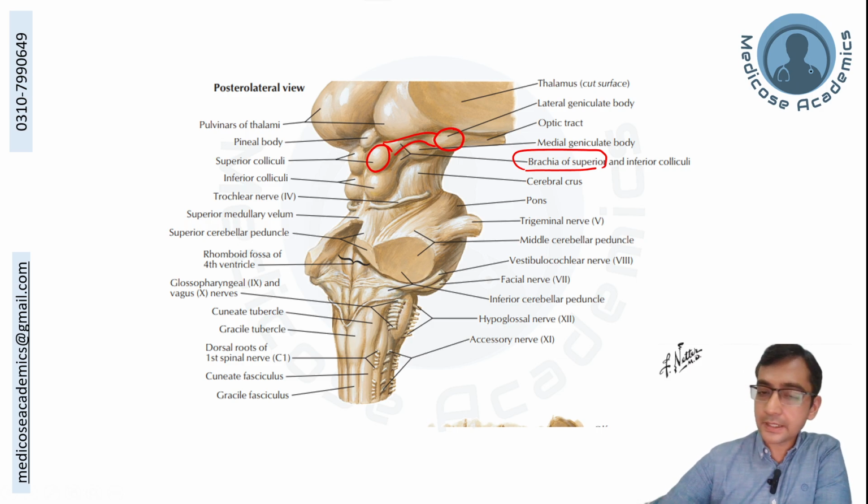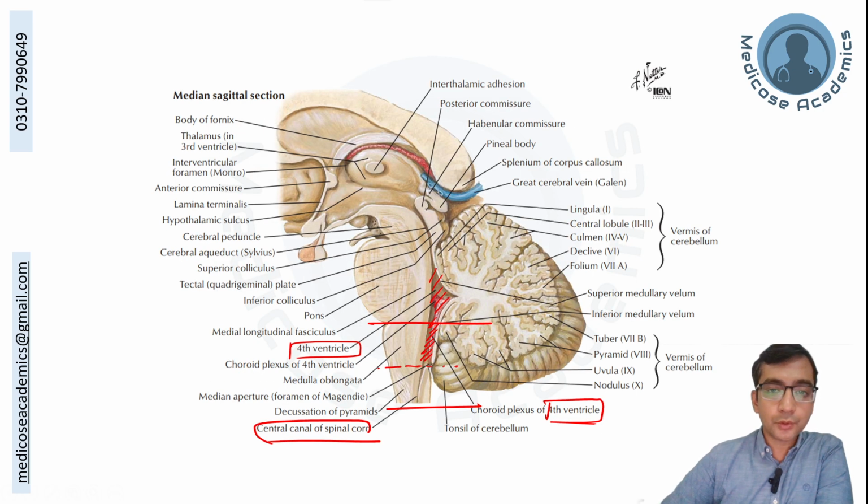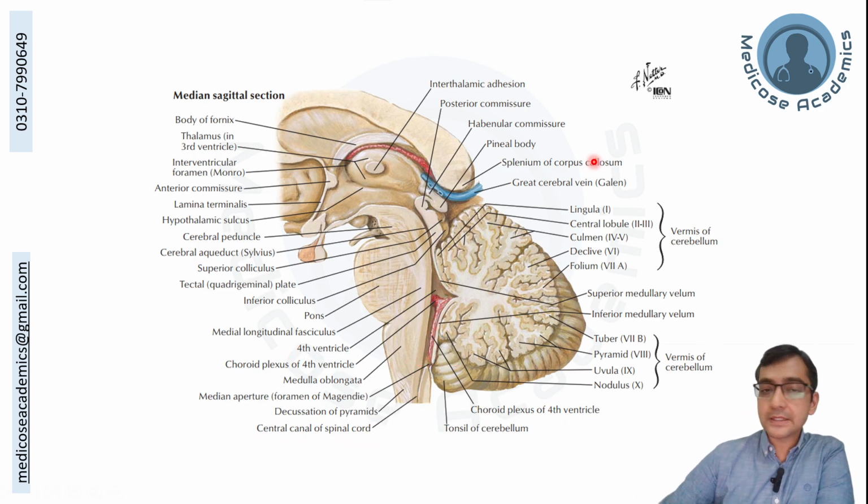These are the pictures from Netter's Atlas, so you can continue going through them. This is the cross section. You will see the medulla oblongata here, pons here, midbrain here. Within the midbrain there is the cerebral aqueduct. Behind the pons there is the fourth ventricle. Behind the medulla, in the upper half there is the fourth ventricle, and in the lower half there is the central canal, just like the spinal cord.